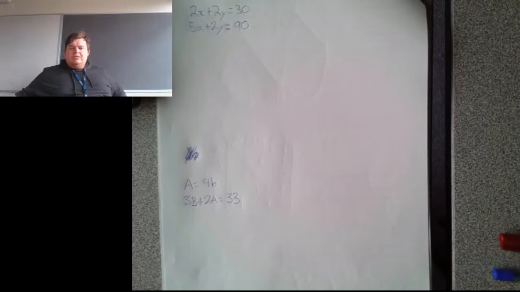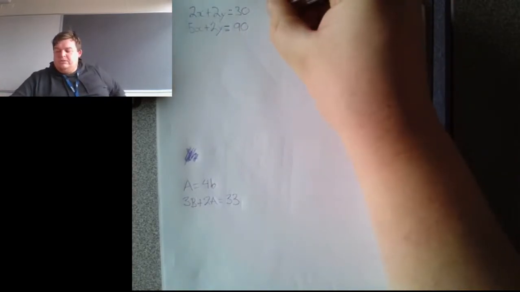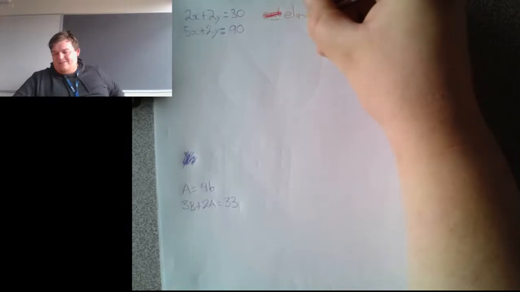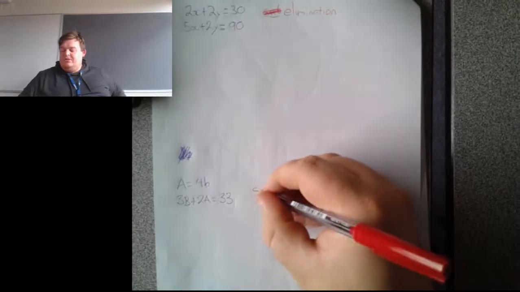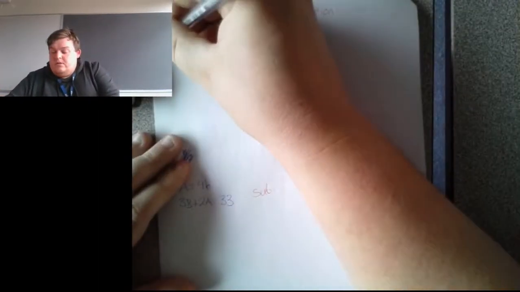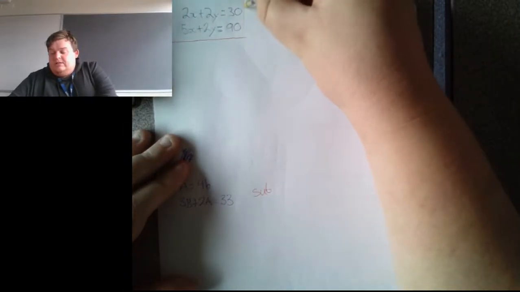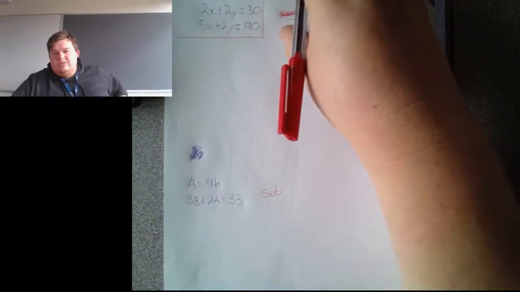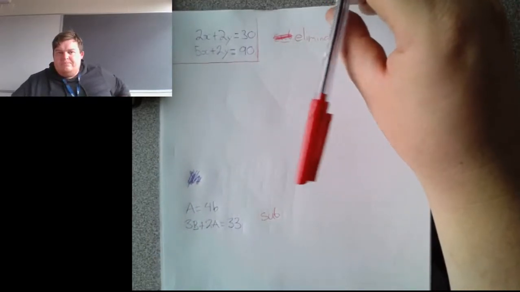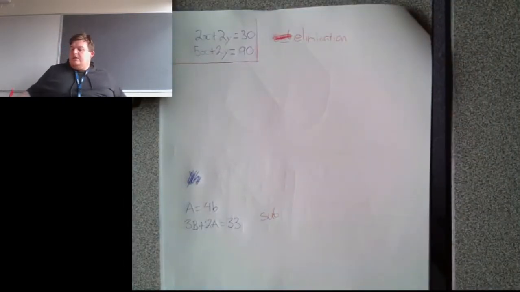So there's two methods that we're gonna look at. The first one's called elimination, and the second one's called substitution. I'm going to use the elimination method, and I'll show you how that works to solve this set of equations here: 2x plus 2y equals 30 and 5x plus 2y equals 90. And then we'll do the other one.